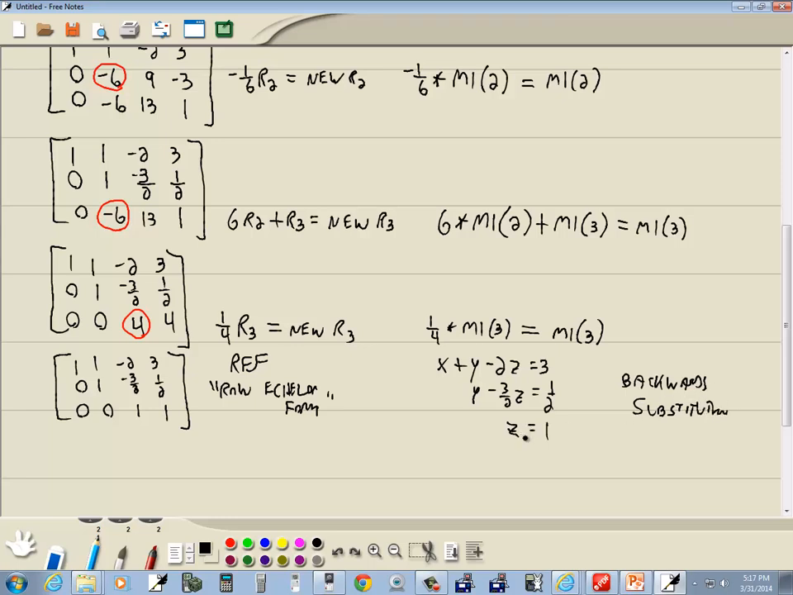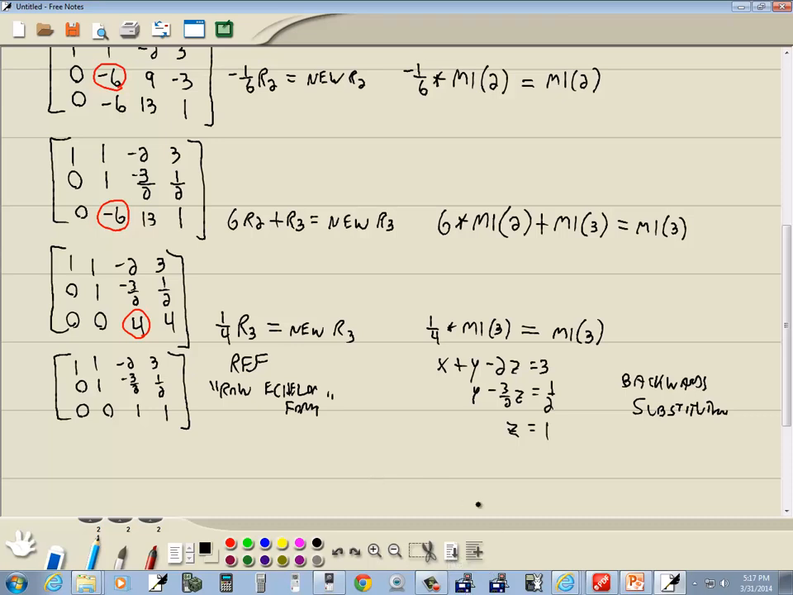Backward substitution means we know what z is. Z is equal to 1. So you take 1 and you put it in for the z here, and then you solve for y. So you take negative 3/2 over, we get 4/2, which gives us 2, so you have y is equal to 2. So you put 1 for z here, and you put y equals 2, and then you solve for x. And then you have your answer.